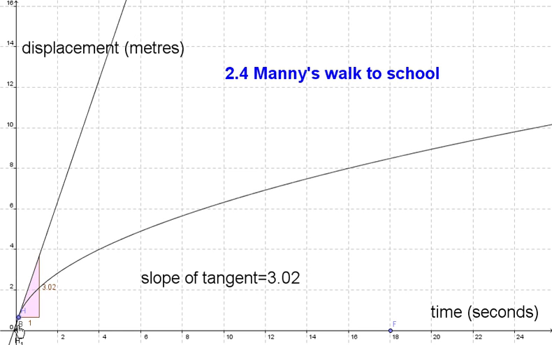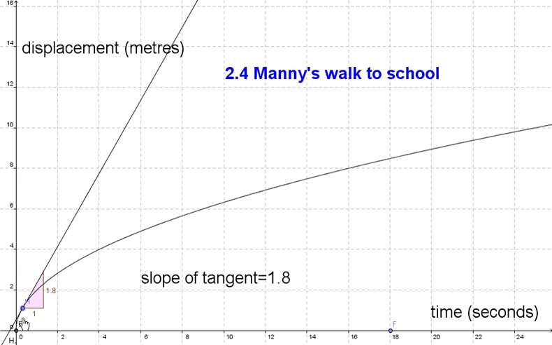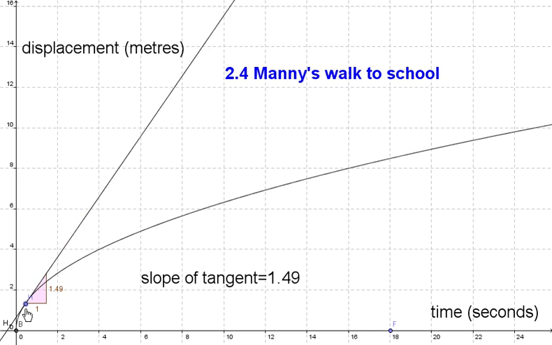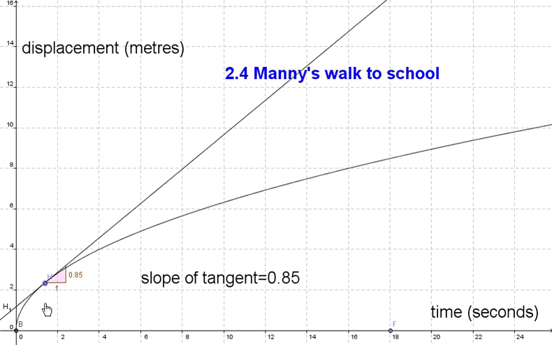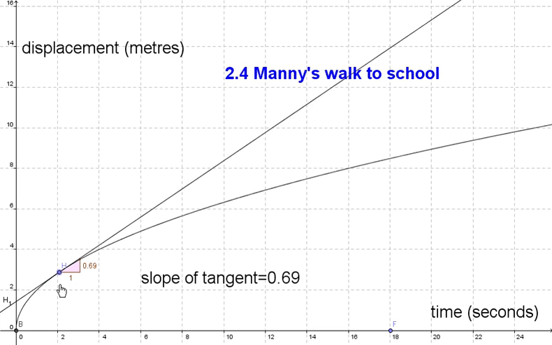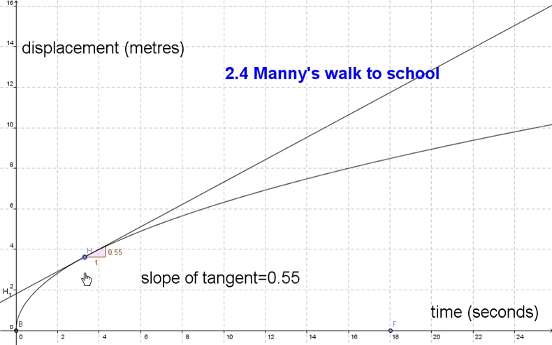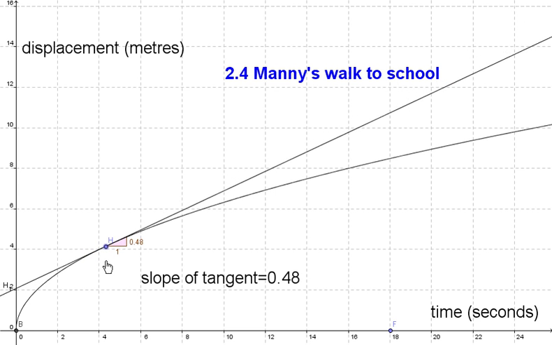But even though he is getting farther and farther away from home, his rate of change, or his speed, starts high, which means he starts walking fast, and then he starts slowing down. Okay, and he continues to slow down, and his instantaneous rate of change is decreasing.